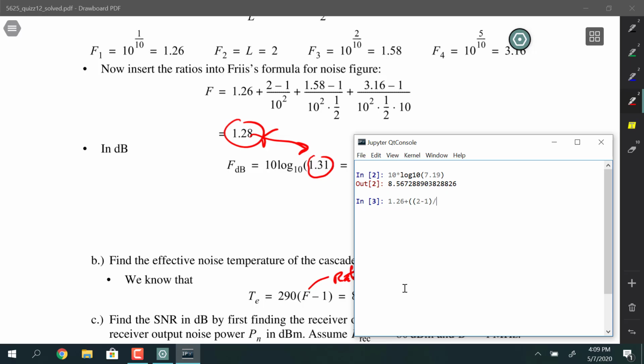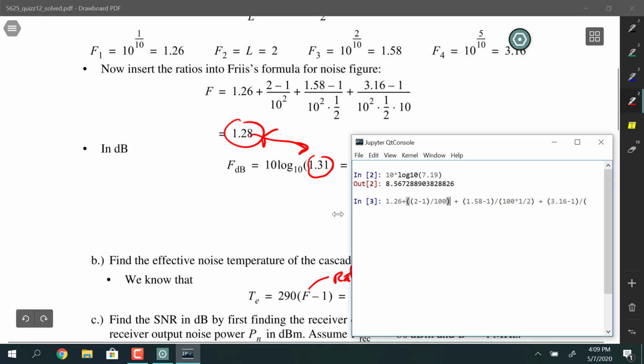2 minus 1 over 100 plus quantity 1.58 minus 1 over 100 times 1/2. That 1/2 is from the attenuator. And then plus 3.16 minus 1. You missed a parenthesis on the second term. Okay. Thank you.